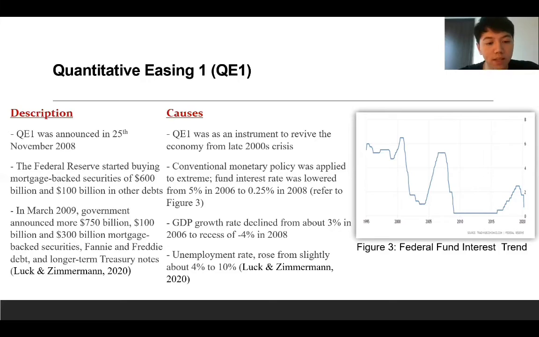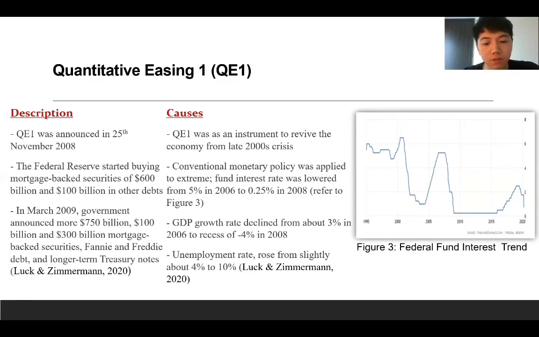QE1 was applied in the US as an instrument to revive the economy during the late 2000s world economic crisis. The Federal Reserve had applied conventional monetary policy to the extreme. For instance, the federal funds interest rate was lowered from about 5% in 2006 to 0.25% in 2008.